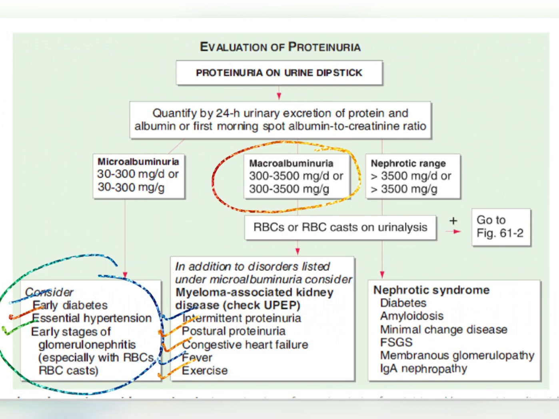Next is nephrotic range proteinuria, when the proteinuria is more than 3.5 gram per day. The causes of nephrotic syndrome, as you know, are most commonly diabetes, then amyloidosis, minimal change disease, focal segmental glomerulosclerosis, membranous glomerulopathy, and IgA nephropathy.